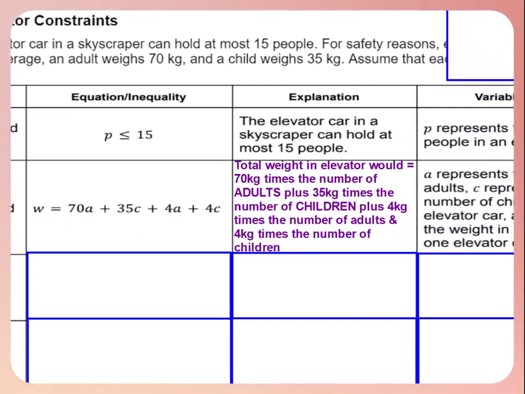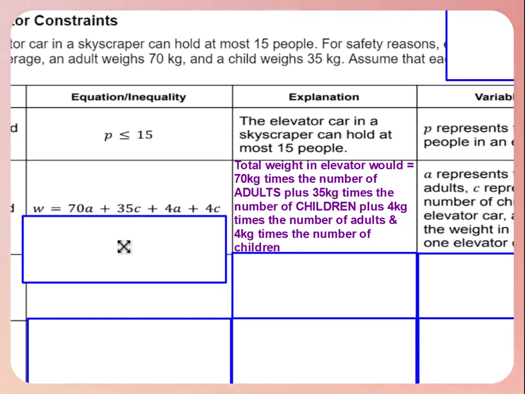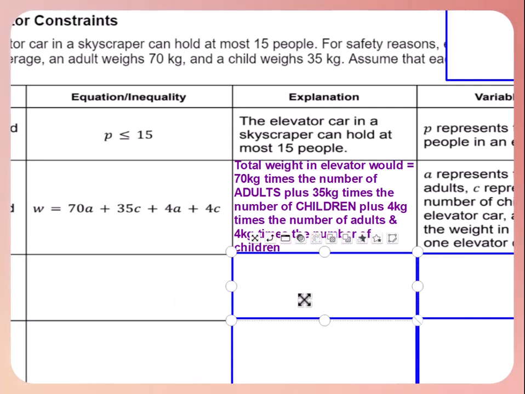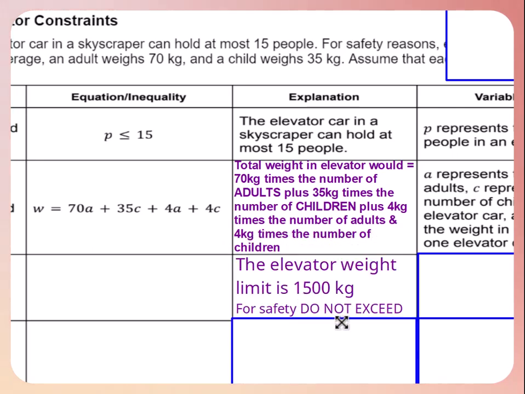All right, so you're going to explain in words what this equation represents. Total weight in elevator would equal 70 kilograms times the number of adults plus 35 kilograms times the number of children plus 4 kilograms times the number of adults and 4 kilograms times the number of children. So we're putting into words what we talked through in this equation. All right, I want you to come up with an example of your own, and there could be different examples. I don't have them here, but let's see if we can work backward. All right, try to follow along.